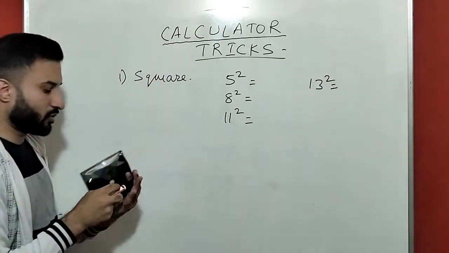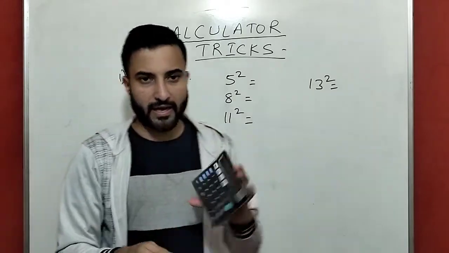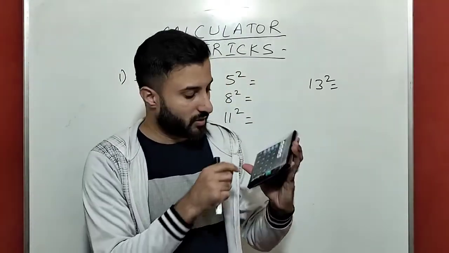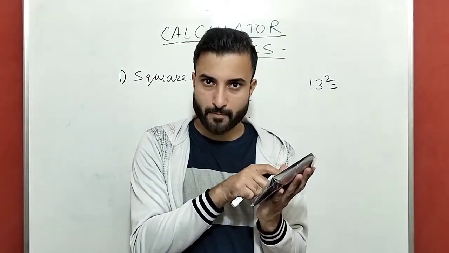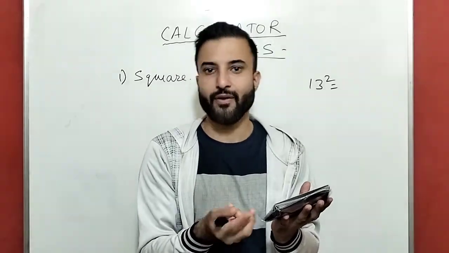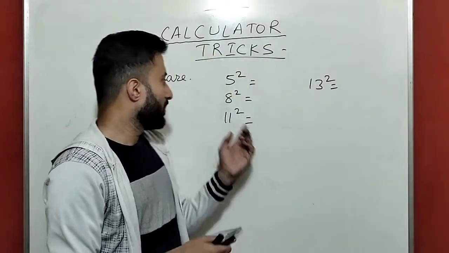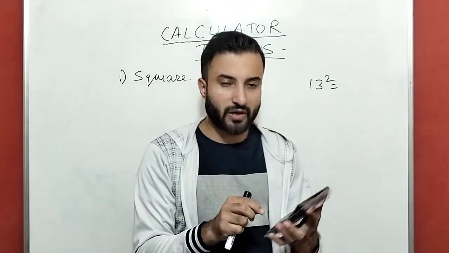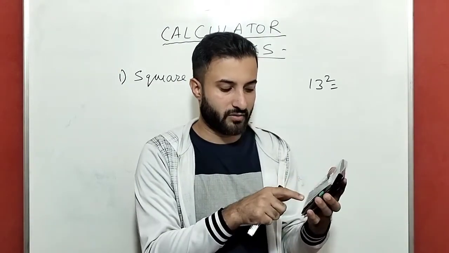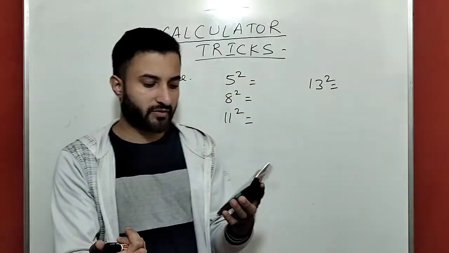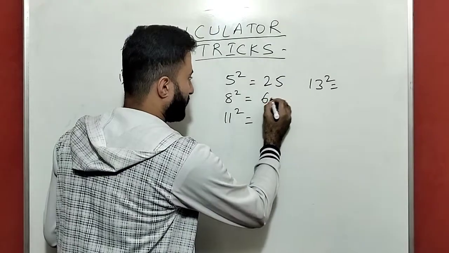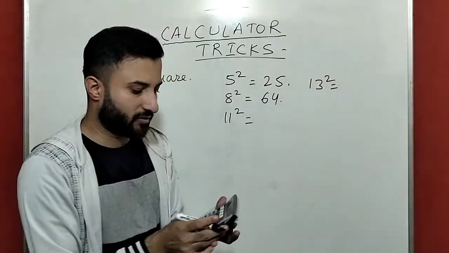First is 5 square. 5 square means you will press 5 into 5. That is the 5 square. Everyone knows, right? 25. 8 square: again you take out the calculator, 8 into 8. That is 64. Like that, 5 square is 25, 8 square is 64.